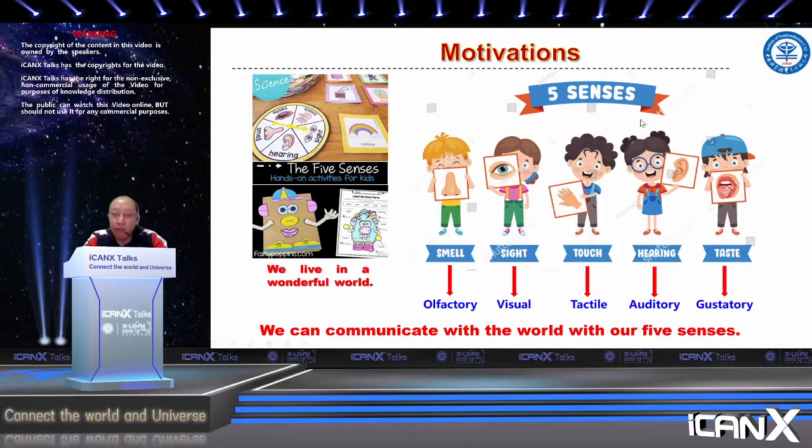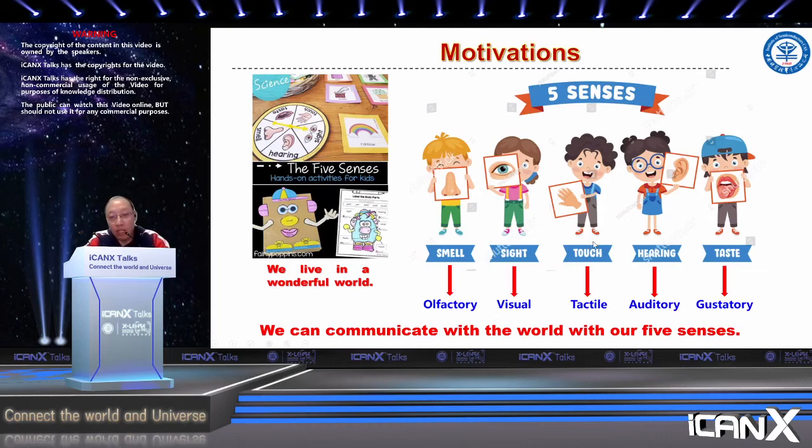The first one is the nose. It's related to our nose. With this nose, we can smell different kinds of gases, and this is related to our olfactory ability. And the second sense is sight. That means it's related to our eyes. With our eyes, we can see the world, we can see different colors, right? And this is the visual ability.